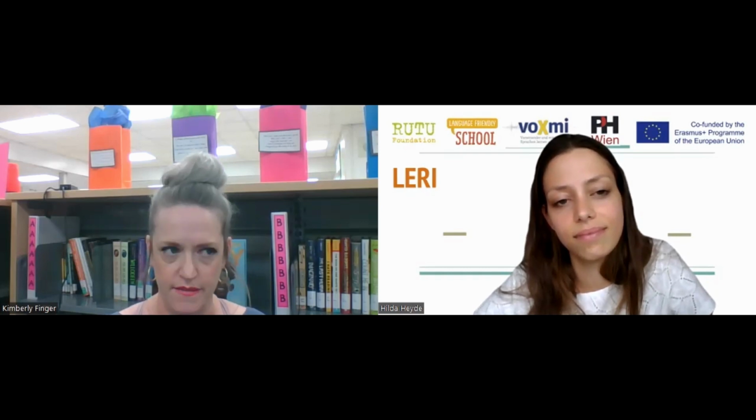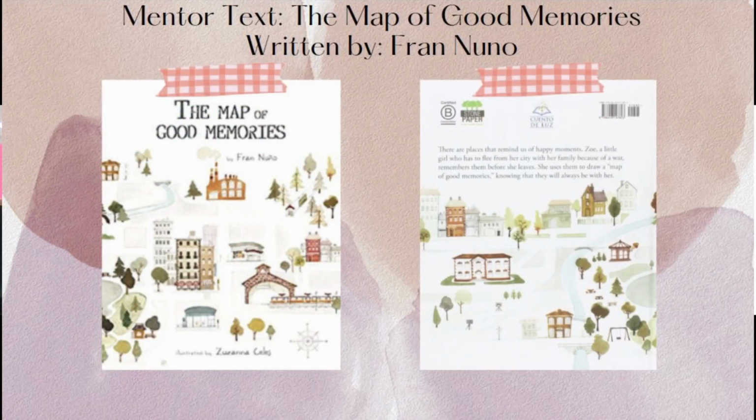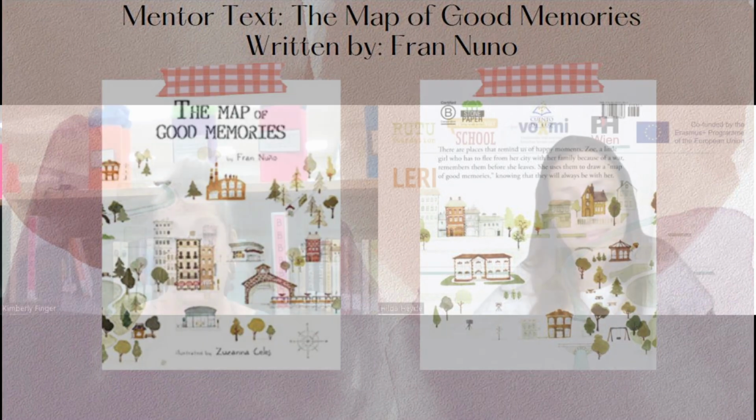because it was the story of a little girl and it doesn't specifically state where she lives, but she is being displaced due to war. So she's becoming a refugee with her family, and she's going to have to leave the only place that she's known and grown up and loved. So she makes herself a map of good memories of all the places she loves in her town so that she can remember them and also hopefully one day come back and revisit these places.